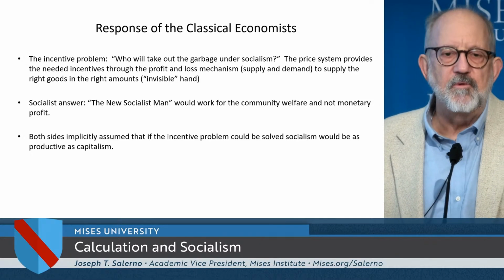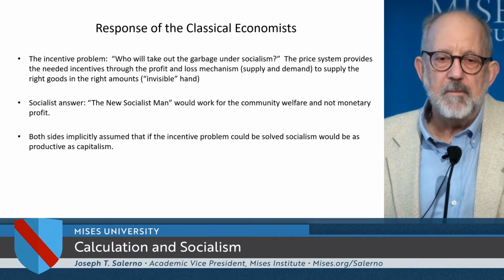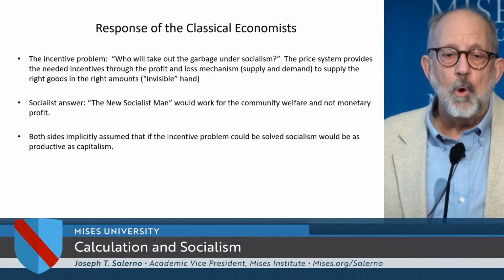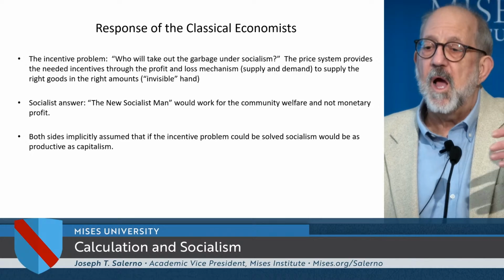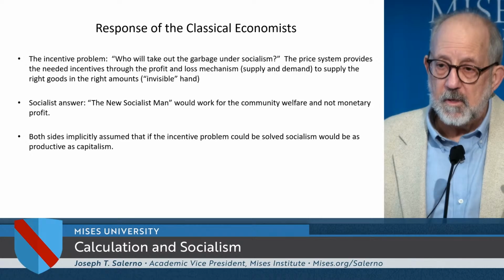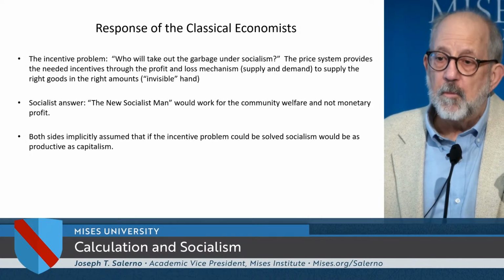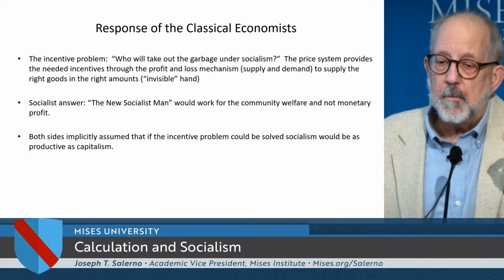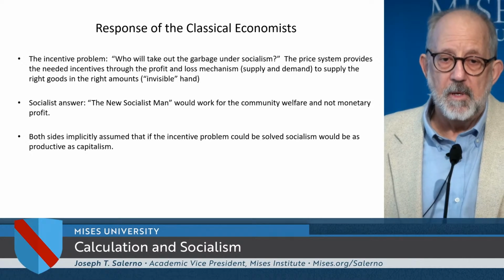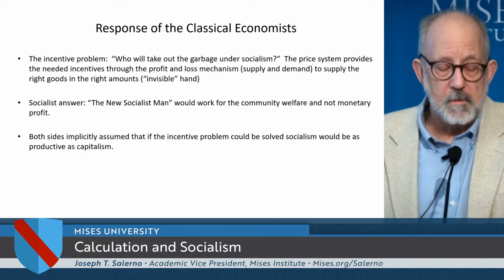It was, oh, well, there'll be a new socialist man and woman. They would be magically or mystically transformed into someone who worked not for money, but for the common welfare, okay? But both sides assumed it was only an incentive problem, that socialism would be as productive as capitalism if you could solve the incentive problem. So that's where the debate stood when Mises wrote his article, okay?